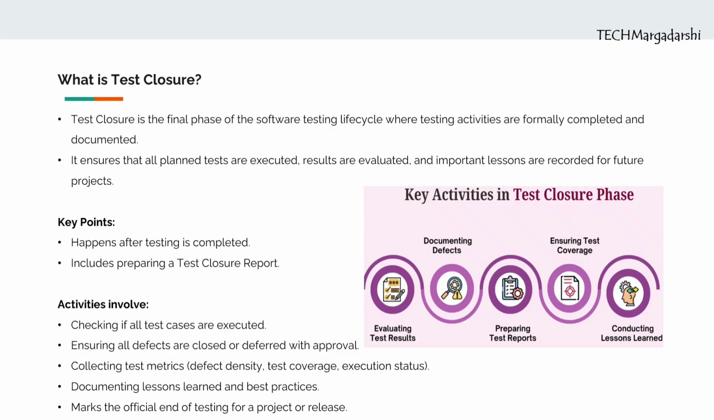This report shows what was tested, how many bugs were found, how many were fixed, and the overall quality of the product. Why is test closure important? It confirms that the planned testing is complete. It ensures all critical defects are addressed. It provides test metrics and insights for future projects, and it marks the official end of the testing cycle for that release. In short, test closure equals finishing, reporting, and learning from the testing process.